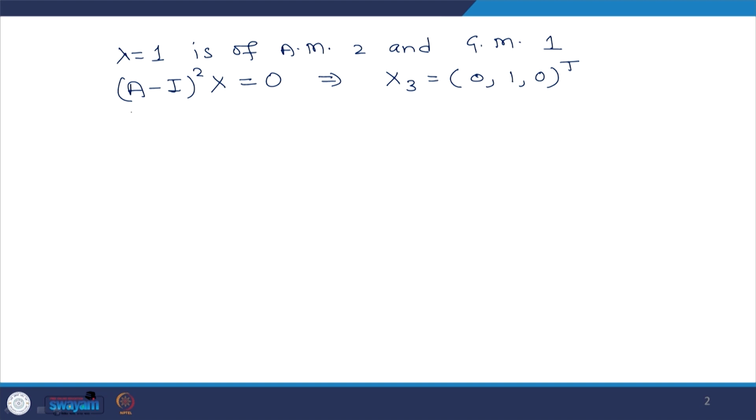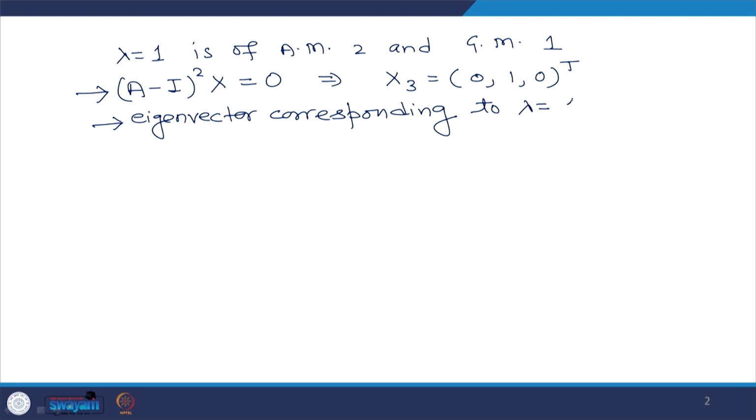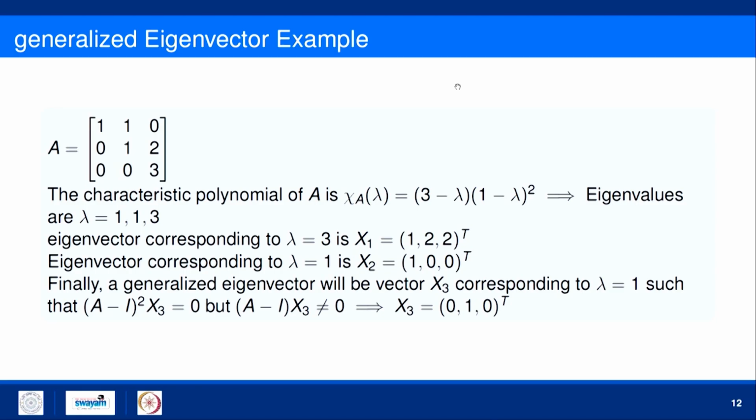So, what did I get here? The eigenvector corresponding to lambda equals 3 is x1 equals (1, 2, 2).